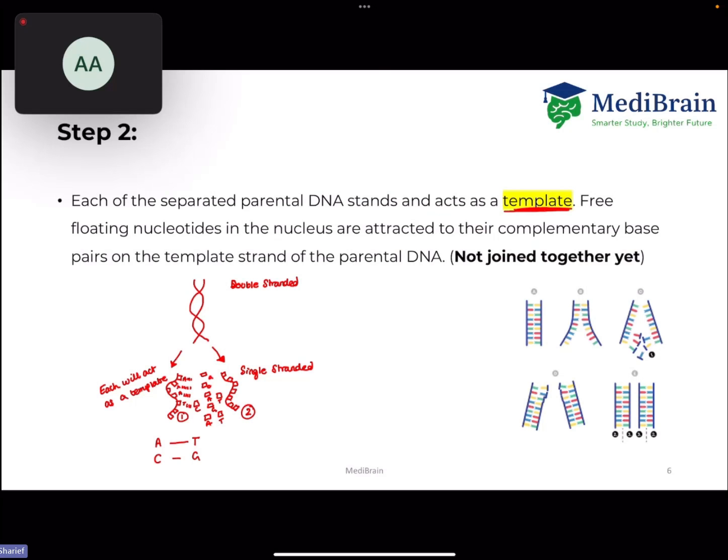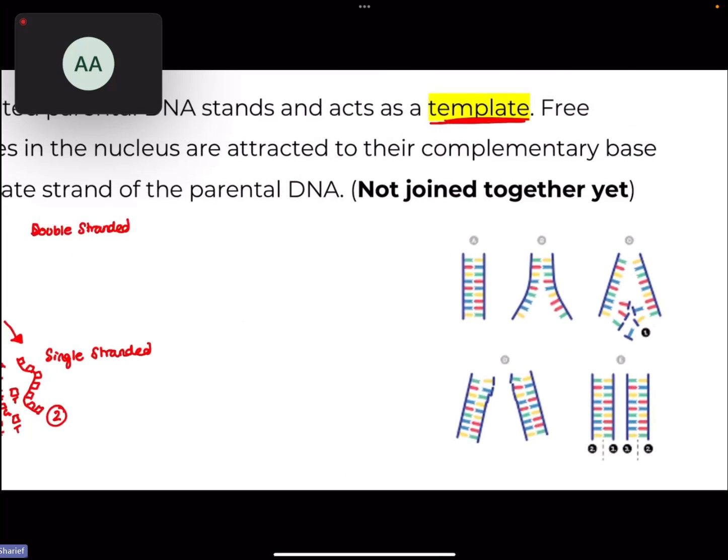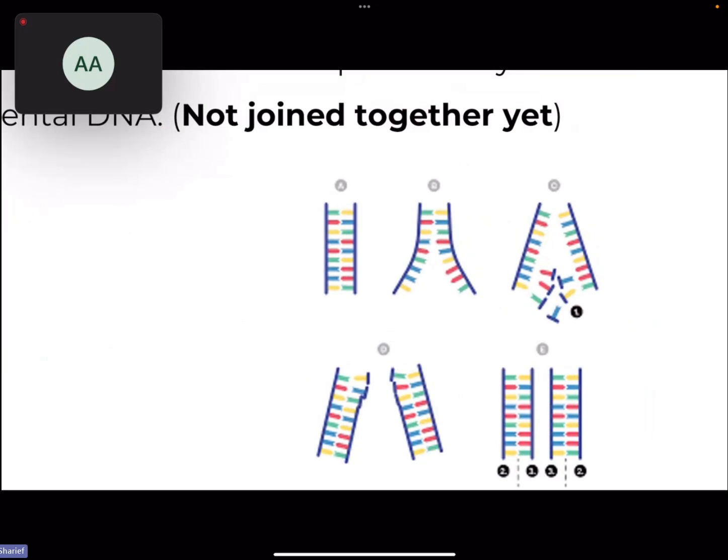Okay, and then free-floating nucleotides, i.e. these bases, these squares that I've drawn, will be attracted to the complementary base pairs on the template strand of DNA. So the template strand of DNA has some exposed bases. They will attract the complementary base pairs, which are just floating around near the single-stranded DNA. They won't join together, they will just attract.